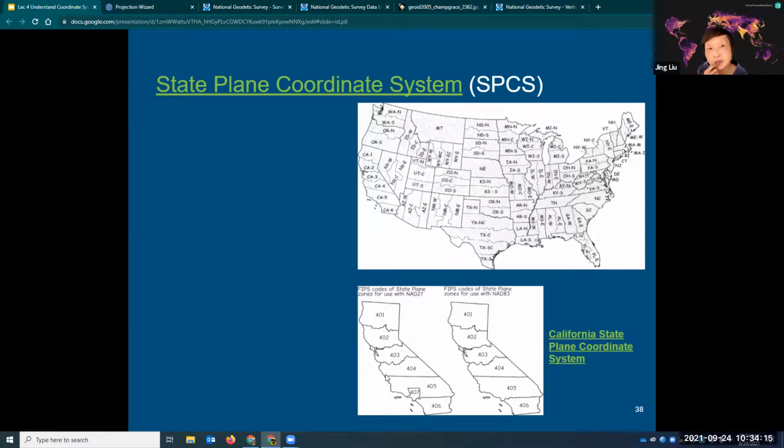The rest of this lecture is a little bit different coordinate system. This one is just for the United States. Actually, we also use it a lot. It's called the state plane coordinate system. So for example, if you just make a map for LA, you want to minimize the distortion in LA.